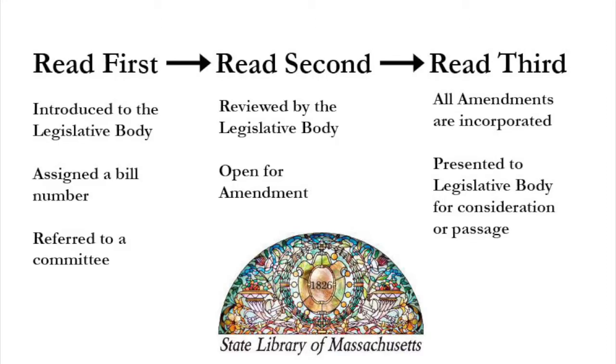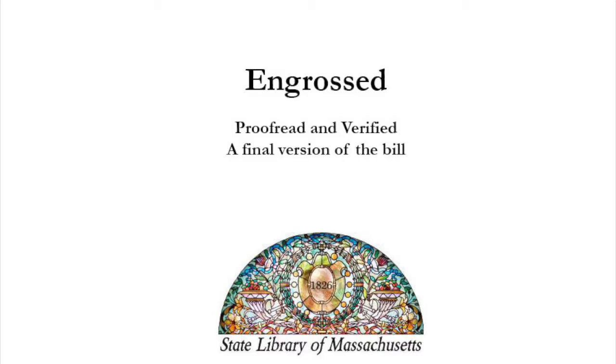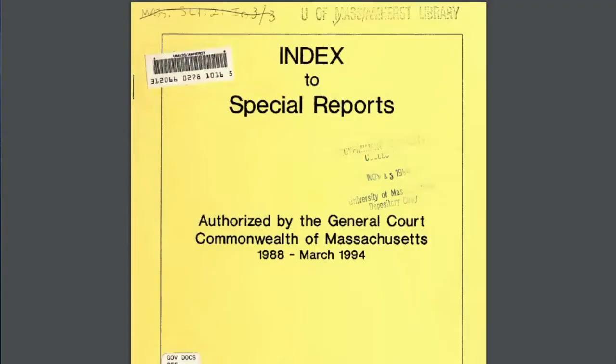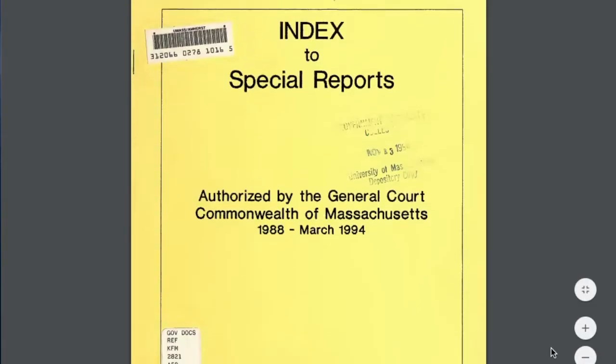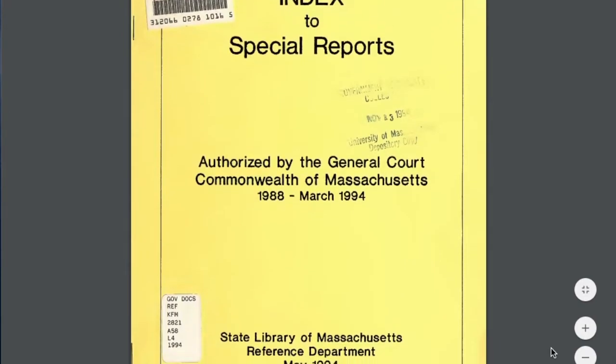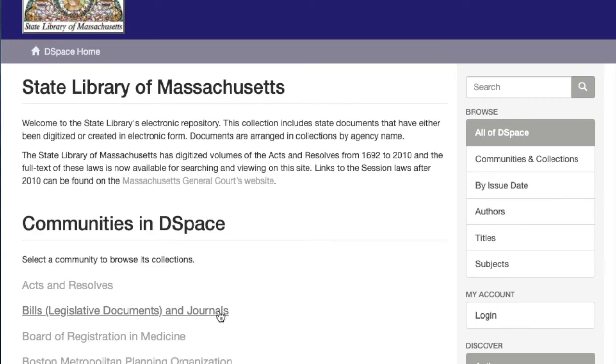A bill is engrossed when it is proofread and verified in order to be certain that the bill before the legislative body is identical to the amended bill. Finally, if a bill is reported by committee, that means that the legislative committee made a recommendation on a legislative matter to which it was referred, but it does not necessarily mean that there is a written report available. Special reports are sometimes requested by the legislature and are given their own bill number, but they are relatively rare. With this vocabulary, you can easily research bills using the House and Senate journals.